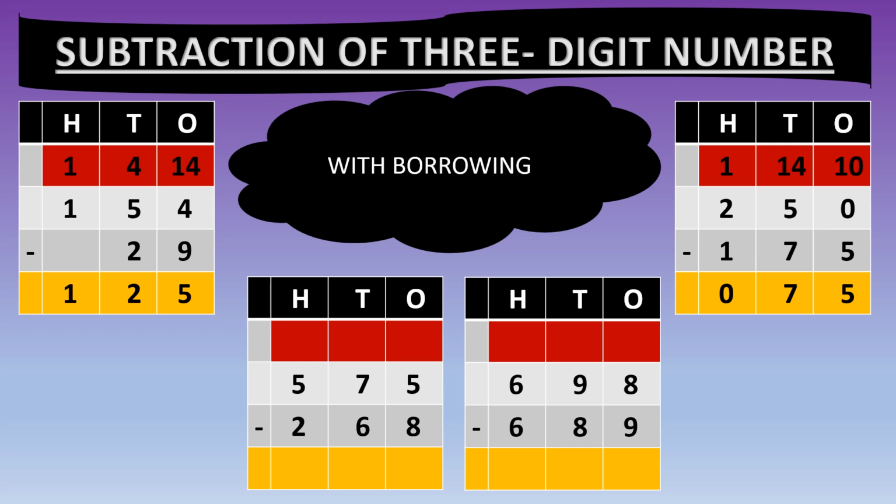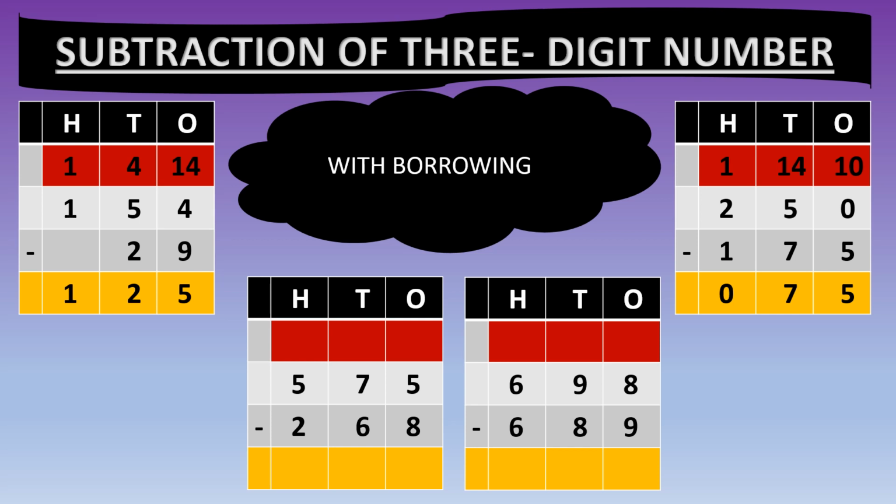Children, first of all, what do we have to see? We have to see whether this number is bigger than this number. No, it is smaller. When this is smaller, we will borrow one value from the tens place. As we went to borrow from 5, 5 gave 1 to ones. Now ones became 14. Tens became 4 because tens had given one value to ones.